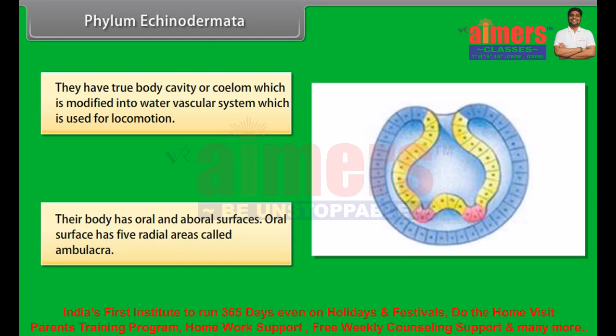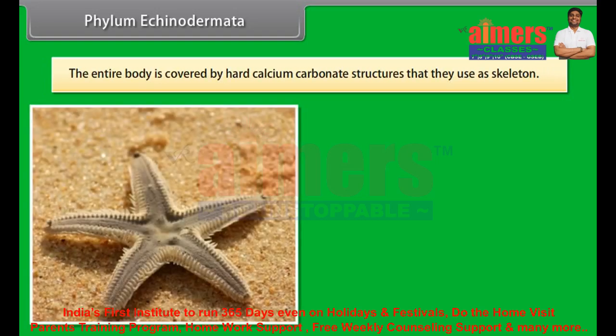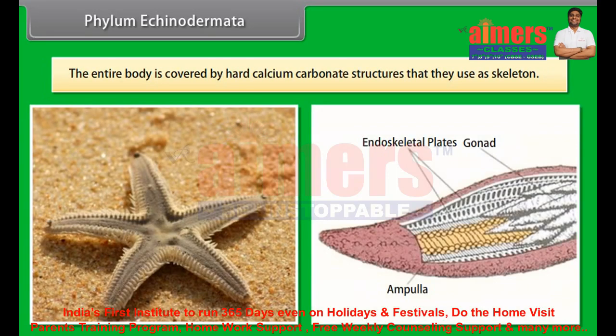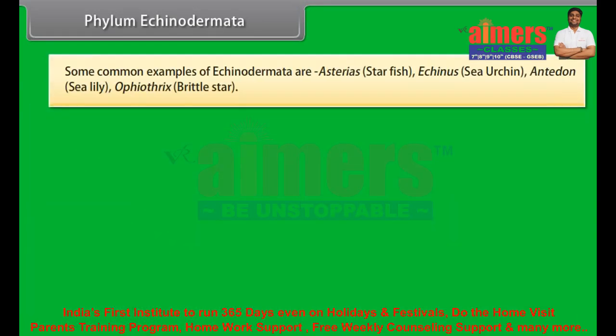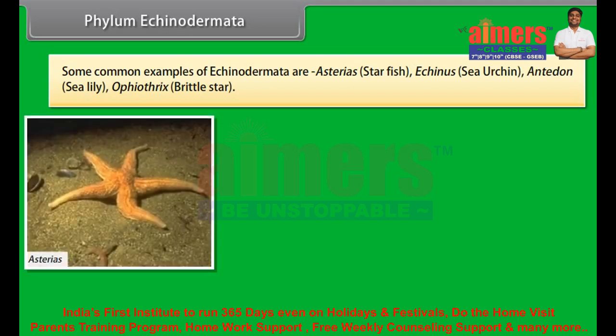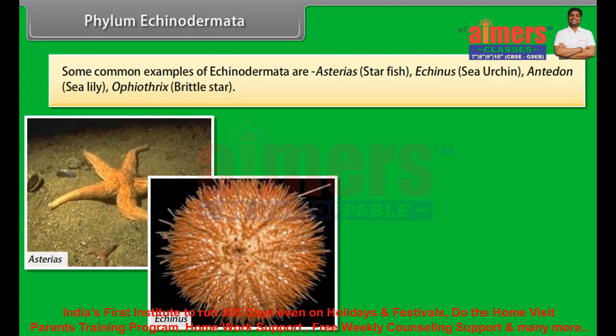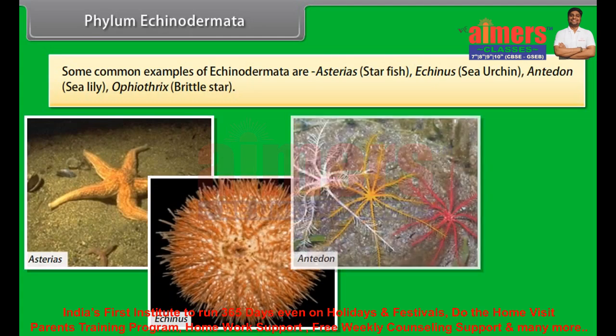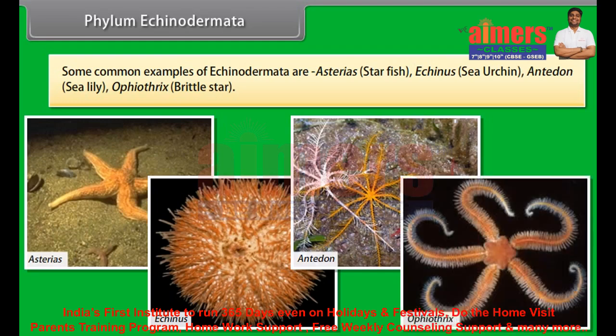Oral surface has 5 radial areas called ambulacra. The entire body is covered by hard calcium carbonate structures that they use as skeleton. Some common examples of Echinodermata are Asterias, starfish, Echinus, sea urchin, Antedon, sea lily, Ophiothrix, brittle star.